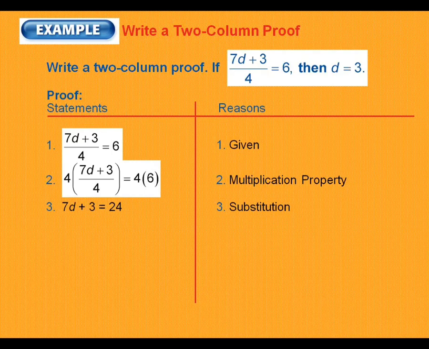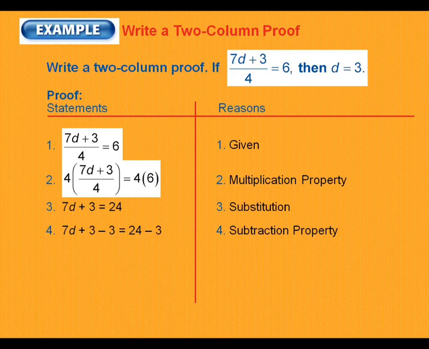At this point, we have to undo the addition before we undo the multiplication. Remember, we undo the thing attached to the variable last, multiplication or division last. So I need to subtract 3 from both sides. That's the subtraction property. Again, if you went ahead and subtracted and wrote subtraction, that's fine. But in this proof, they wrote the subtraction property, actually wrote out the subtraction, and then simplified it. So we substituted 21 in place of this. We substituted 7D in place of this.